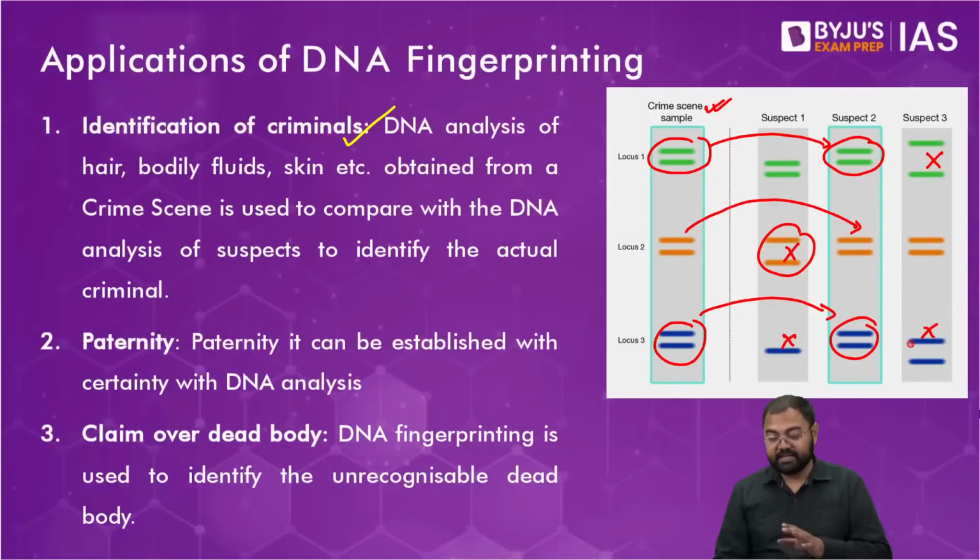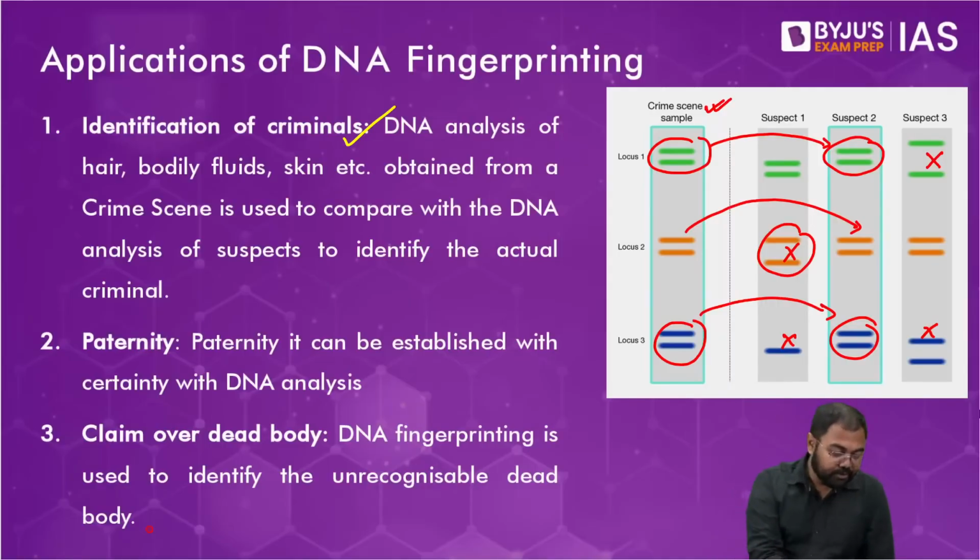So we understand that the second suspect's genetic sample is exactly the same as what was collected from the crime scene. Then at least you know that the second suspect was present at the crime scene. You still will have to prove that the second suspect was actually the criminal, right? So identification of the criminal can be done with DNA samples, and that's where DNA fingerprinting becomes useful.